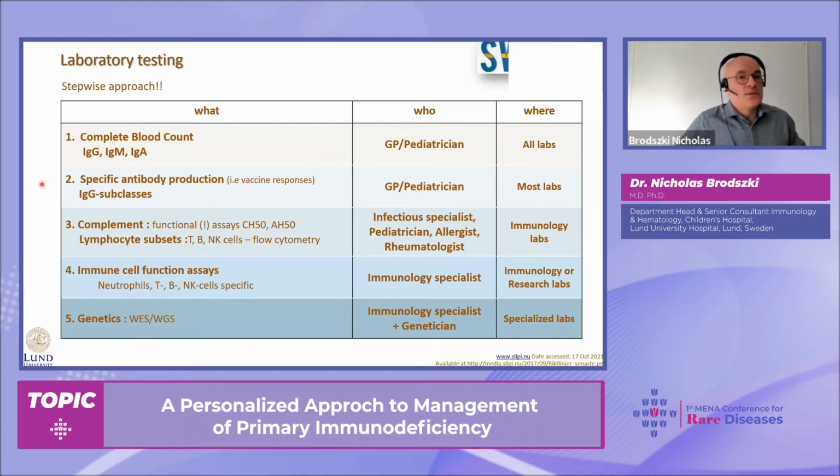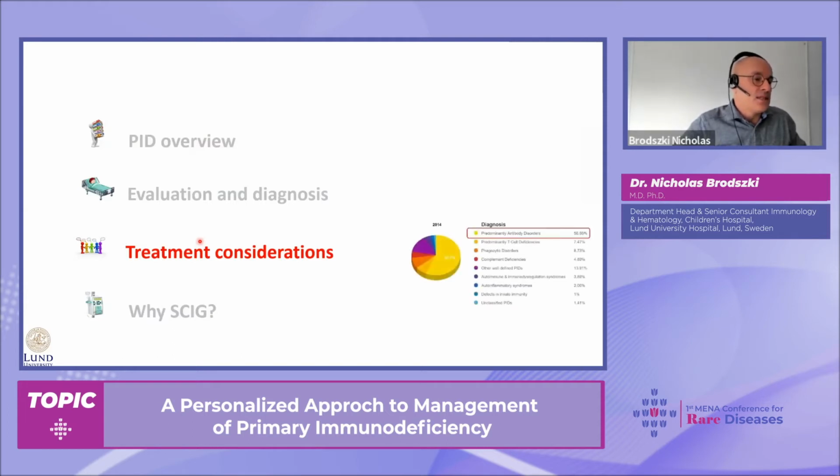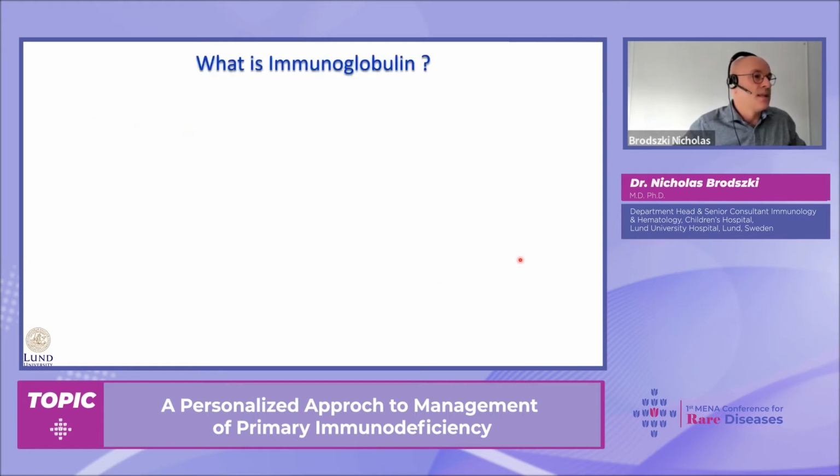Going further to treatment considerations, and be aware that I'm not going to talk about all these 430 diseases, but I'm going to talk about the antibody deficiencies. And the treatment for antibody deficiencies is immunoglobulins. And just a short repetition, what is immunoglobulin? You have to be aware that every batch that you are giving to a patient is made from plasma from more than 1,000 donors. So you're giving them a very broad repertoire of IgG molecules. And it's used as a replacement therapy.